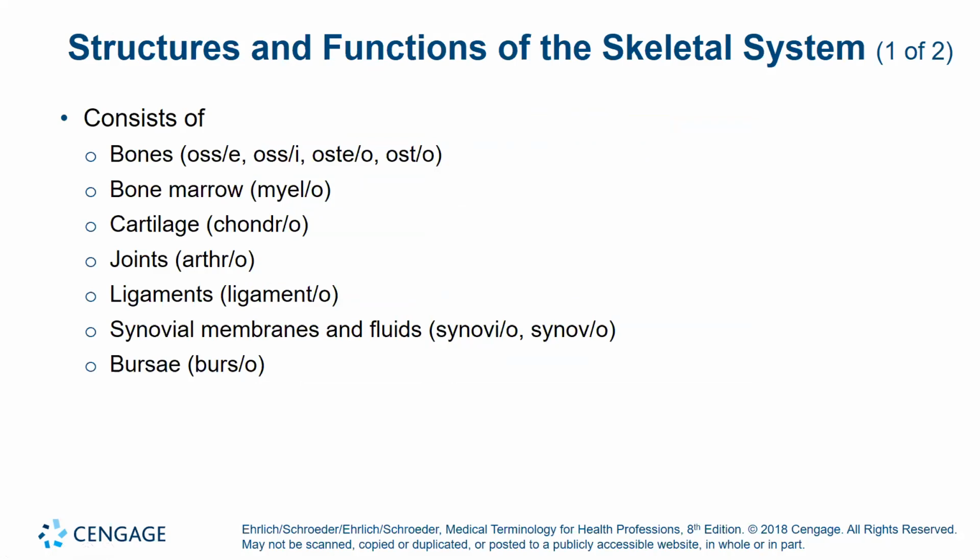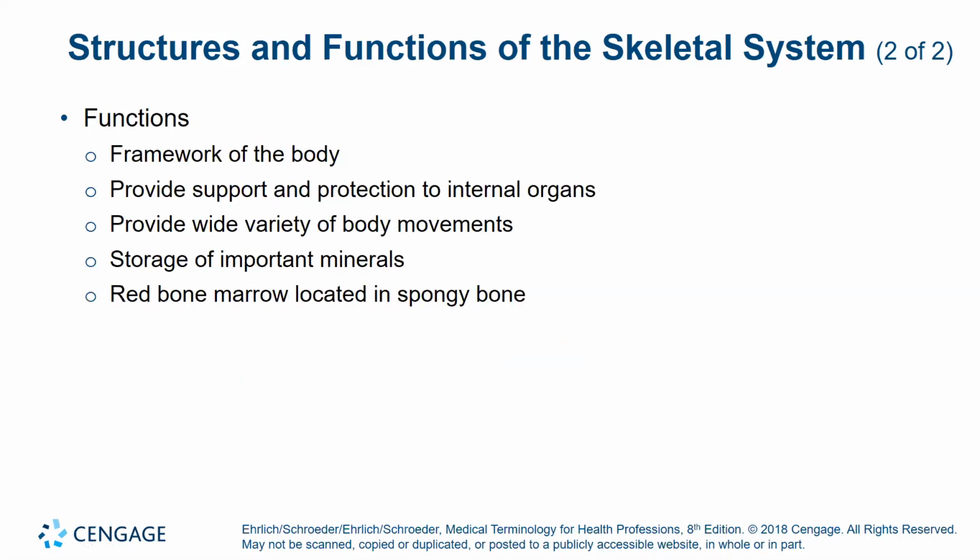So, structures and functions of the skeletal system. It does consist of bones, bone marrow, cartilage, joints, ligaments, synovial membranes and fluids, and the bursa. The body system has many important functions. The framework of the body. They provide support and protection to internal organs. They provide a wide variety of body movements. They provide storage of important minerals, and the red bone marrow is located in the spongy bone.